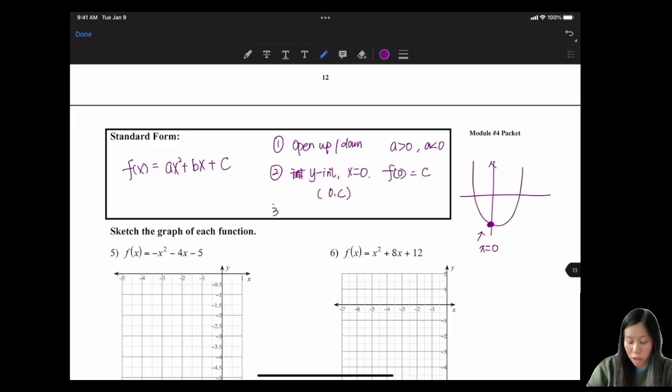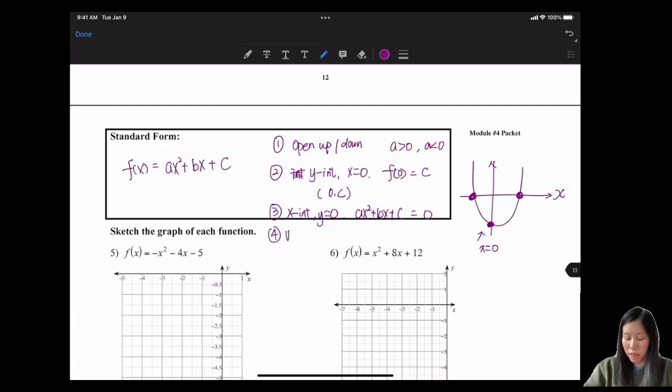So now x-intercept. Look at the graph again. X-intercept is when the graph intersects with x-axis, right? So that means on x-axis, the y-coordinate equals 0. When y equals 0, that means you want to set the function equals to 0 and then solve for x. So you need to use quadratic formula.